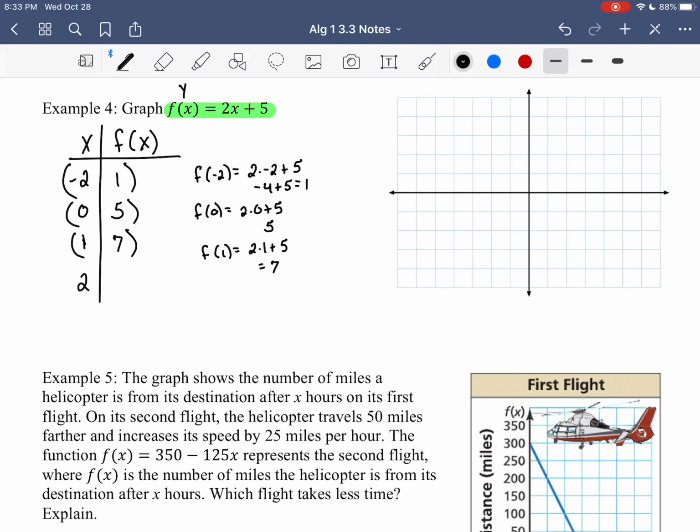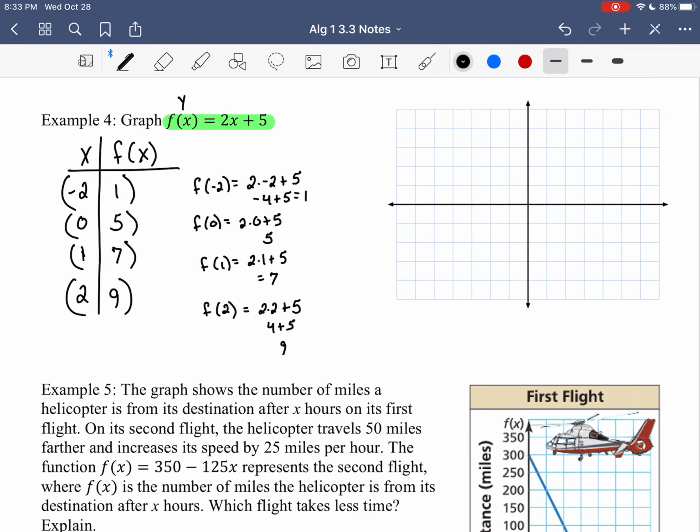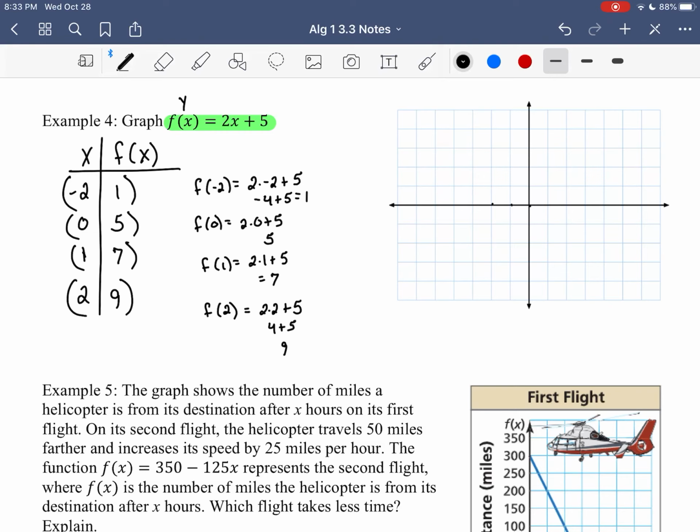Ordered pair 1, 7, and then put in a 2. 2 times 2 plus 5, that gives me 4 plus 5 is 9. Okay, so we're going to come over here, we're going to plot these points. We have the point negative 2, 1, 0, 1, 2, 3, 4, 5, 1, 5, 6, 7. Okay, I think I'm going to put in a negative 1 just to see what's happening back there, just because of how my graph is looking.